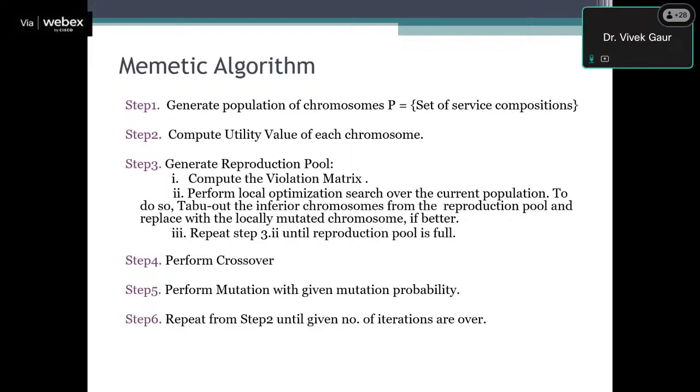If better, we repeat this step 3.2 till the reproduction pool is full as decided. Perform the crossover. We use normal single point crossover. Perform mutation with the given mutation probability. Repeat from step 2 until the given number of iterations are over.